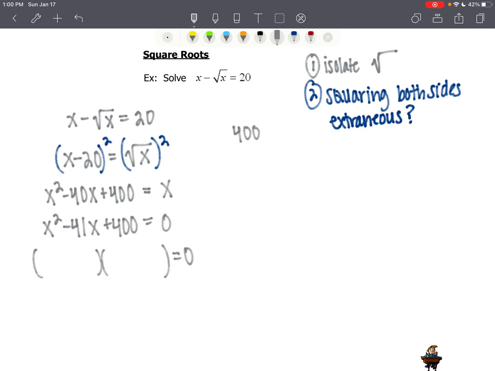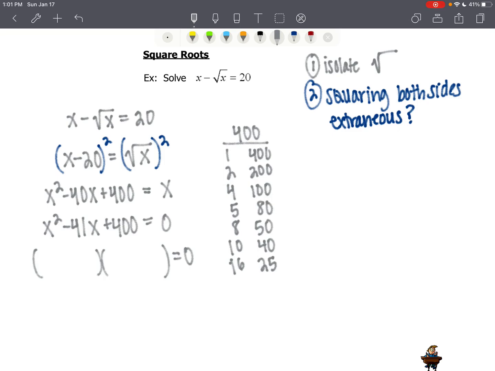So I've got to find factors of 400. I've got 1 and 400, 2 and 200, 4 and 100, 5 and 80, 8 goes in there 50 times, 10 and 40, 16 goes in 25 times. So you might want to use a calculator to do this.